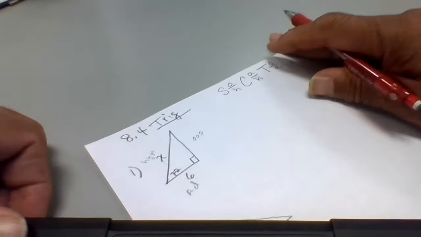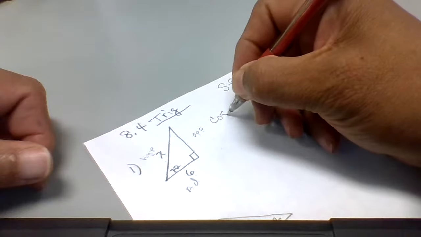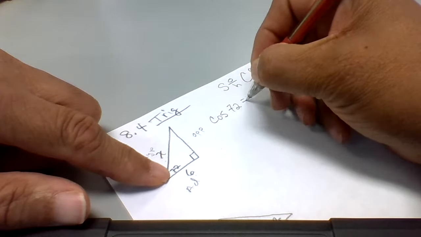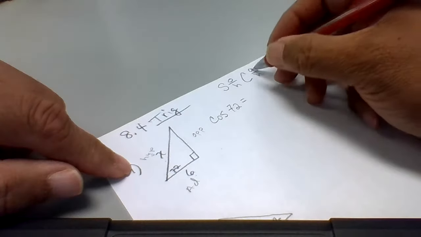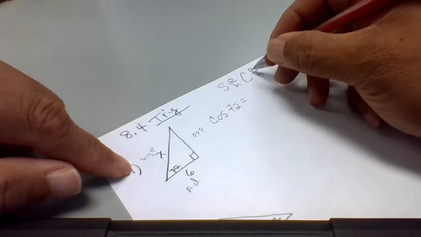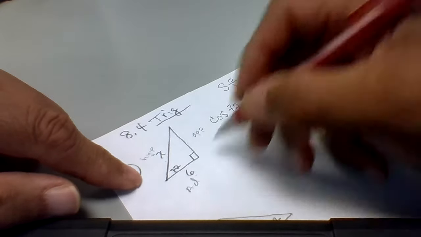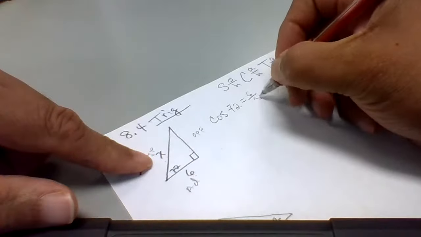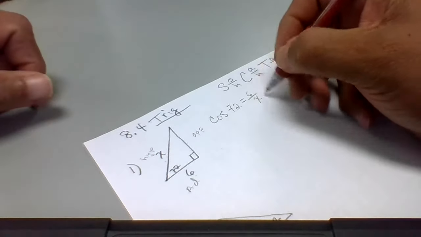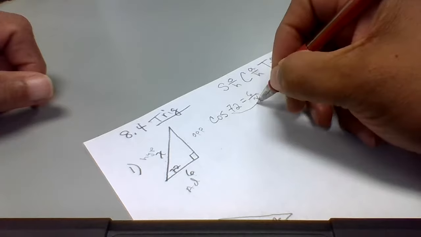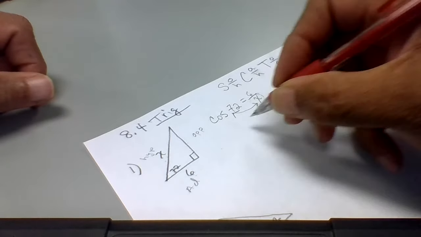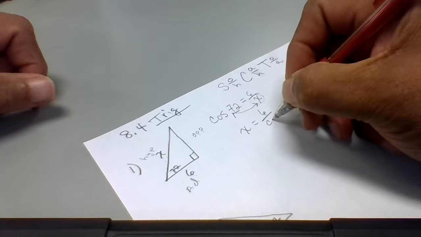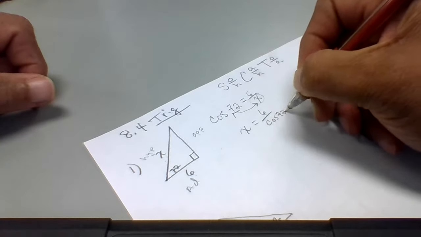So when I write the problem down, I'm going to write the cosine of how many degrees it is, 72, is equal to whatever I said the cosine function is, adjacent over the hypotenuse. Adjacent is going to be 6, and the hypotenuse is going to be x. So what happens if the x is on the bottom? I switch these two around. And so I'll get x is equal to 6 over the cosine of 72.